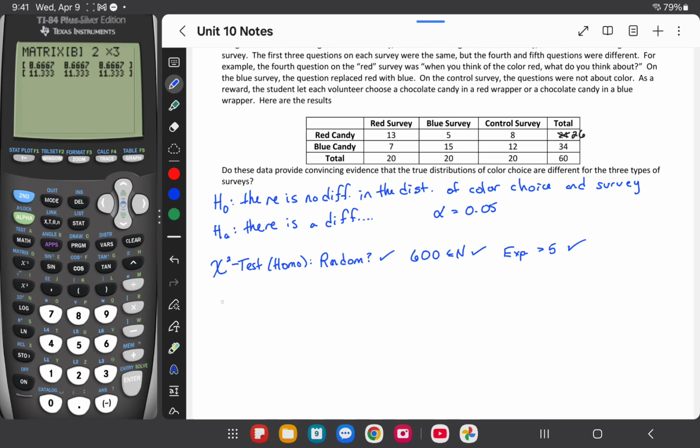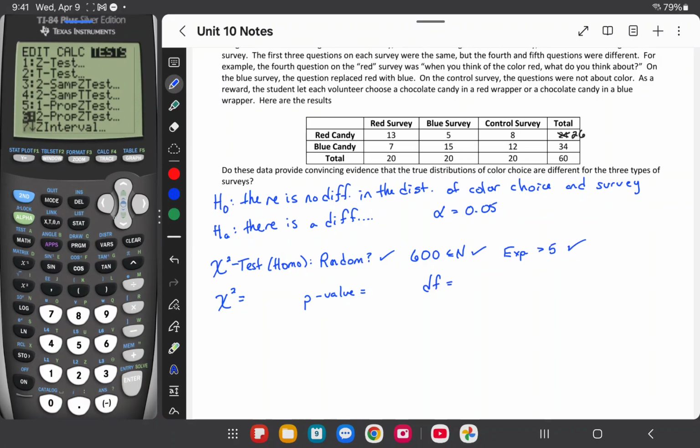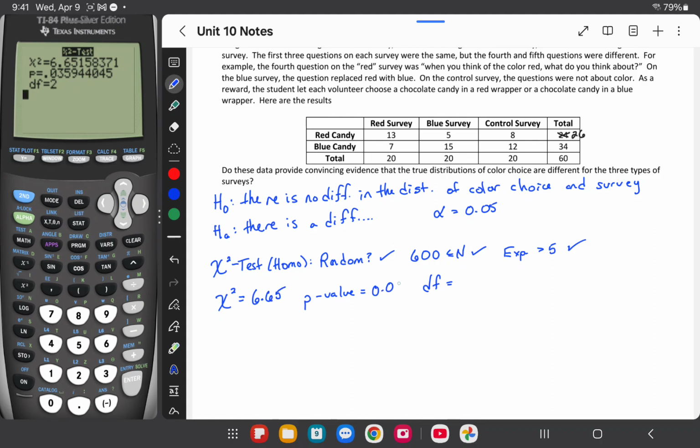So let's go ahead and conduct our test. We're going to be looking for what the test statistic is, what our p-value is, and last but not least, what our degrees of freedom are. So in our stat menu of our calculator, we're going to go over to test and choose a chi-square test. Remember, just chi-square test, not the one for goodness of fit, because we're dealing with 2 variables here. And for that, we've already got our observed in both A and B, so we can go ahead and hit calculate. Here's going to be our chi-square test statistic, which is 6.65. Our p-value is 0.036. And our degrees of freedom in this case was 2.